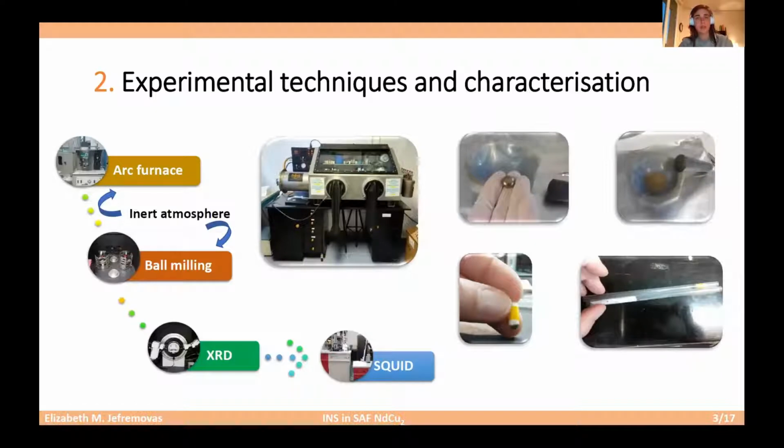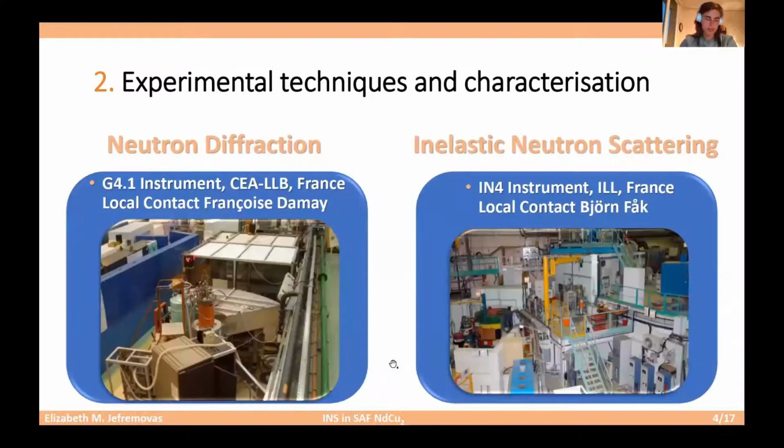Well, regarding the experimental techniques, first in Santander, we produce the nanoparticles: first the alloys were produced by arc furnace, and then they were nanoscaled via ball milling. The structural characterization was made by means of X-ray diffraction, and the magnetic measurements were made by SQUID, using a SQUID MPMS. And then, on the other hand, of course, accessing neutrons means that you need to access a large facility, which in our case was the neutron diffraction performed at LLB in France, and the inelastic neutron part was performed at ILL, also in France.